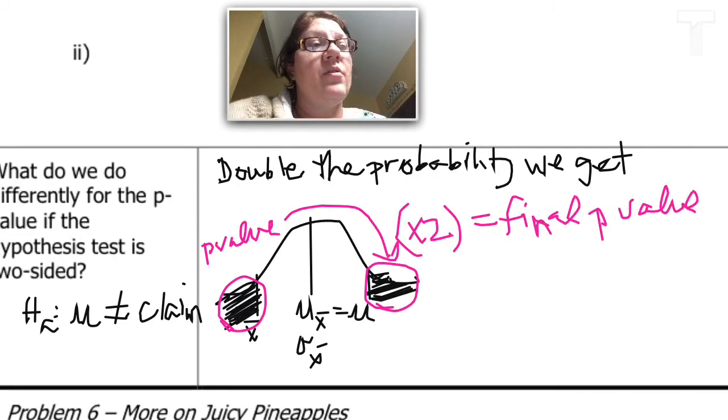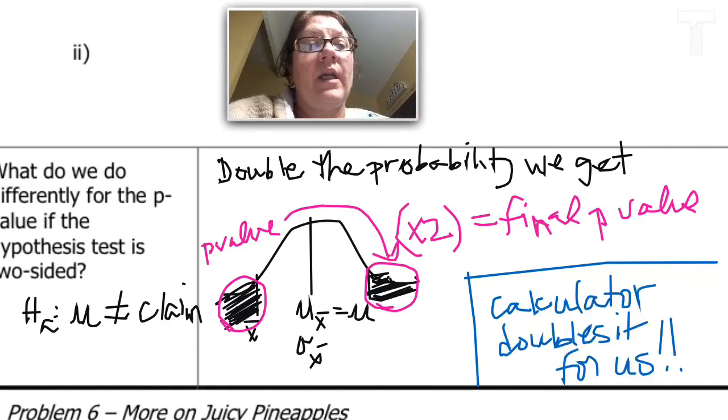Now, here's the great thing. If the hamsters are doing the calculations for you, they will already double it. So you'll have to pay attention to whether or not you're doing it on a calculator and think about what you're doing, because the hamsters are going to double it, and then you're going to want to double it again, and that'll be an oops.